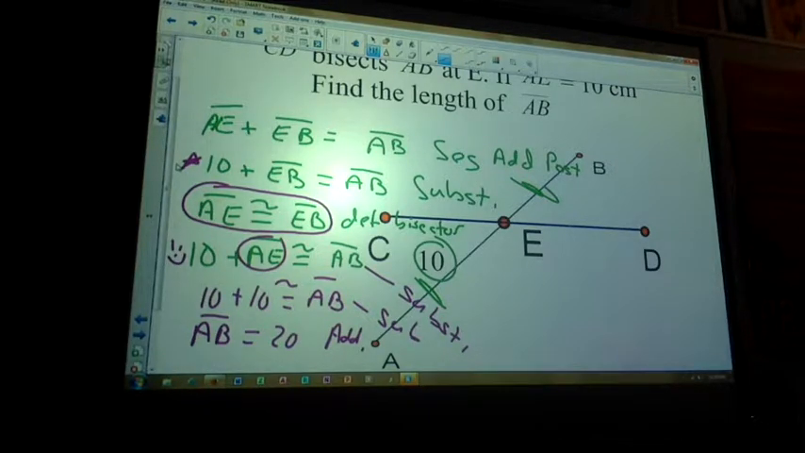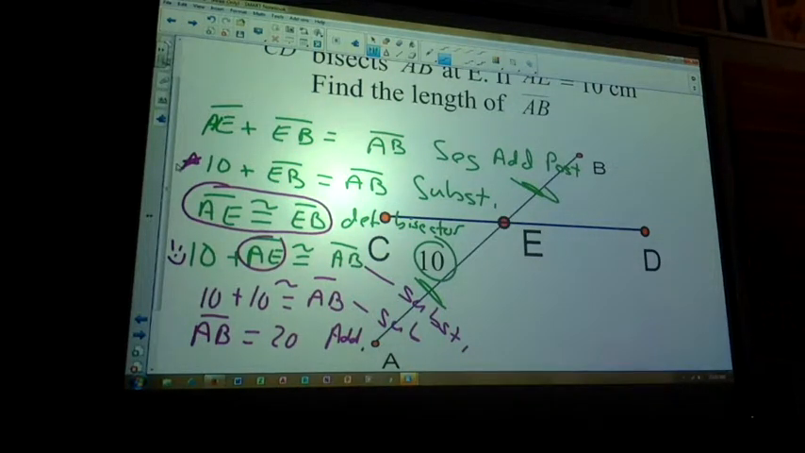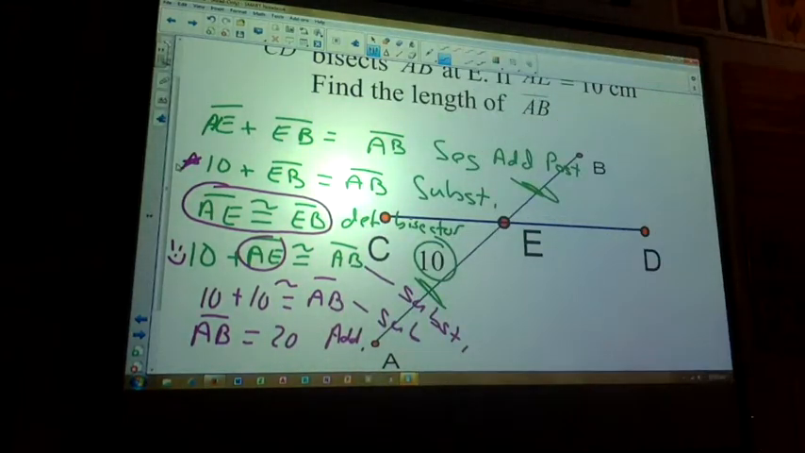Yeah, you substituted. That's exactly what I did. I used the substitution property in order to plug it in. And then from there, I could say I already know that AE equals 10. So then I can go 10 plus 10 equals AB. So we substituted again at this step. And then once you do that, you can just say that AB is equal to 20. And what did you do? It was an addition. You added 10 and 10.